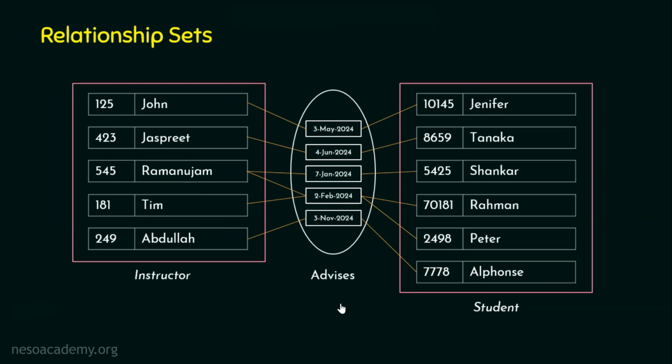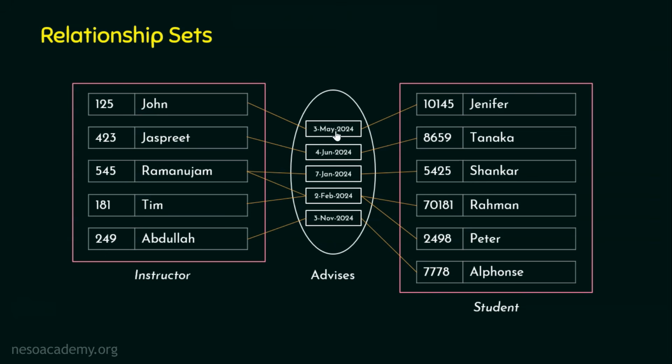So if you observe here, this advises is actually a relationship which is having an attribute date, which I am referring to as a descriptive attribute because it is giving more information about the relationship. And one more thing to note here is this is a binary relationship because this relationship is existing between two relations, instructor and student. Now let's take the number of entity sets that participate in a relationship set. Let's take Ramanujam.